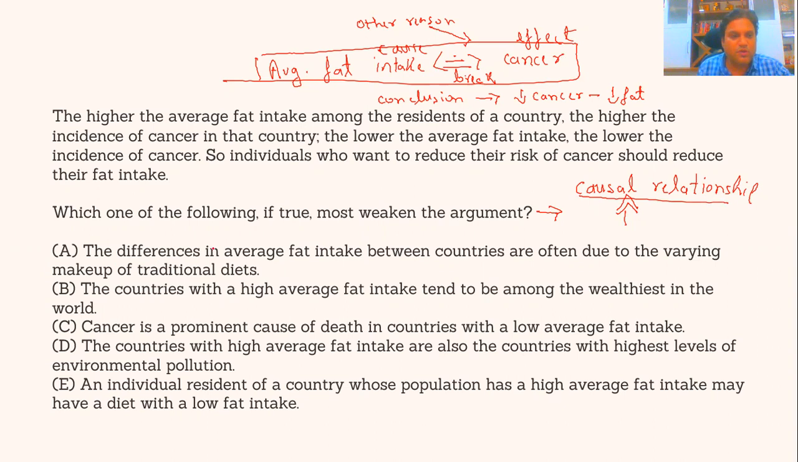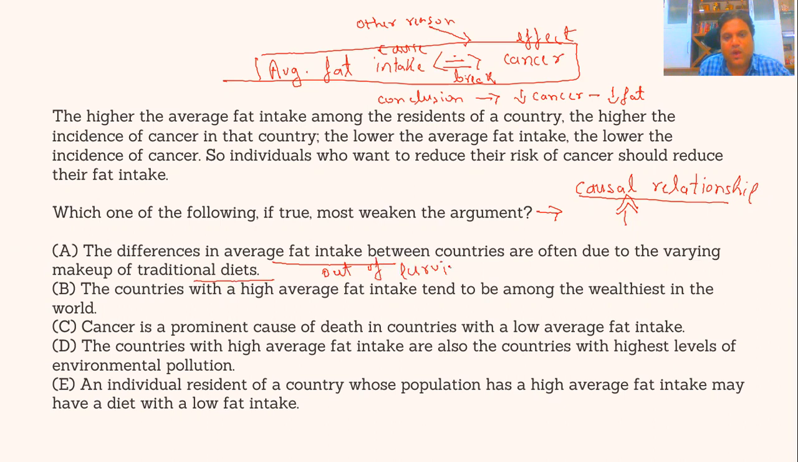Which one of the following, if true, most weakens? Option A: The difference in average fat intake between the countries is often due to varying makeup of traditional diets. So this doesn't tell me anything. This doesn't give me any reason why cancer could be higher in countries with higher fat intake. It simply tells that the reason for average fat intake is traditional diet. So this definitely doesn't help me in any case.